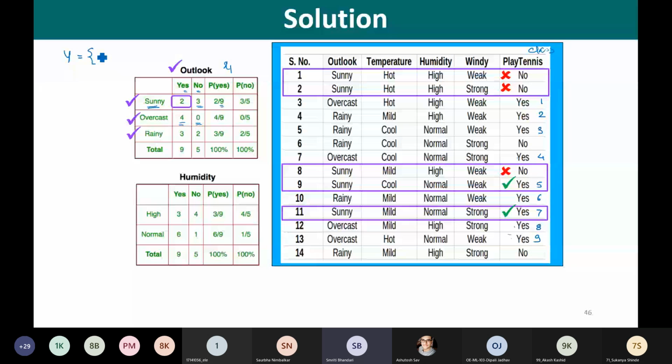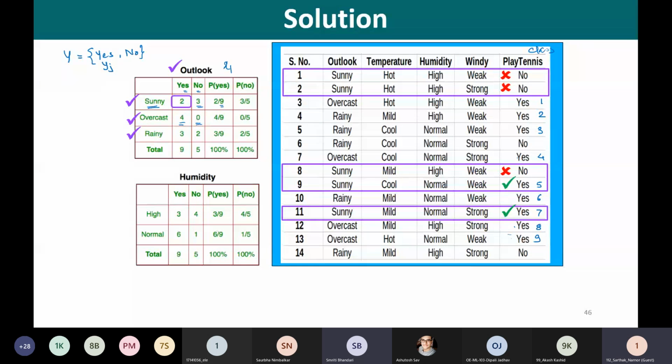Are you getting me? Yes? Have you understood how to compute all those probabilities? Yes? Yes, anybody? Is there any doubt? No. So have you understood how to compute all those probabilities given the training data set?